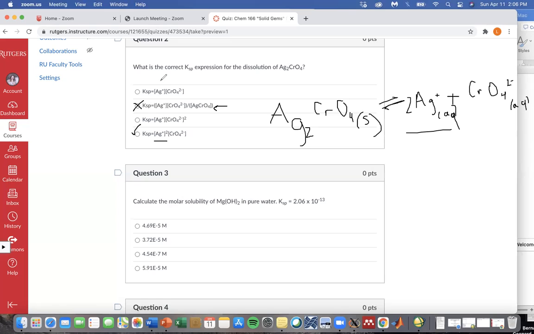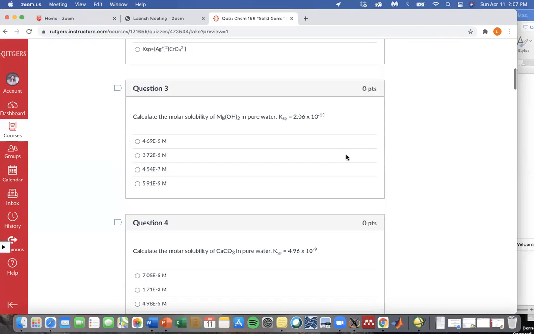There are other ones like this one, which doesn't have Ag squared or CrO4 squared. That wouldn't be it because Ag plus isn't squared. And for this one, CrO4 2 negative is squared, but Ag has a coefficient of 1 in front of it, so it wouldn't be squared. So just like Bryce said, it would be this one, the KSP of Ag plus squared times CrO4 2 negative. Do you guys have any questions about any of that? No. Okay, sounds good.